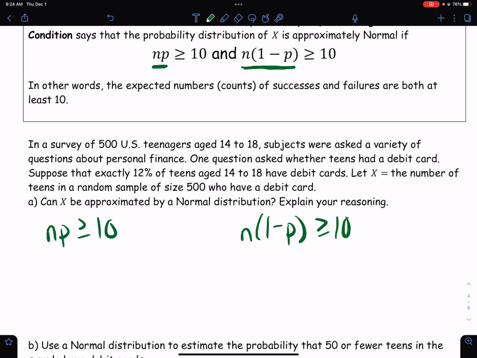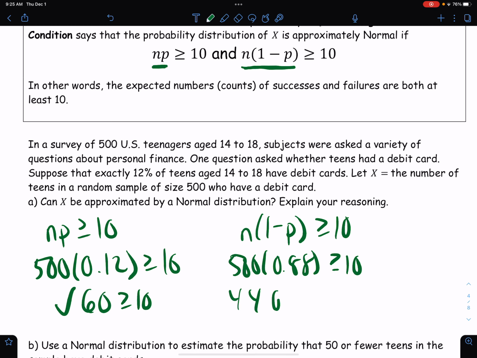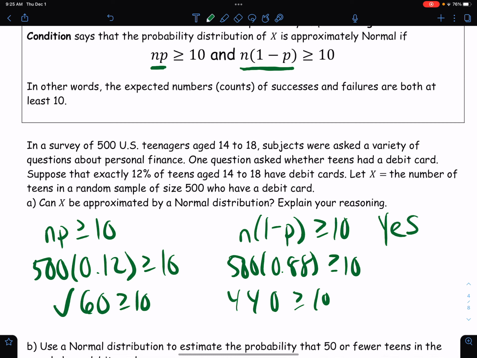So our sample size is 500, that's lowercase n, times our probability of success, which is 0.12. It's greater than or equal to 10. And when you multiply that out, that is 60, which is greater than or equal to 10. That works. And then n times 1 minus P in this case, n is 500, and 1 minus P is 0.88. That's 440, which is definitely greater than or equal to 10. So yes, we can.